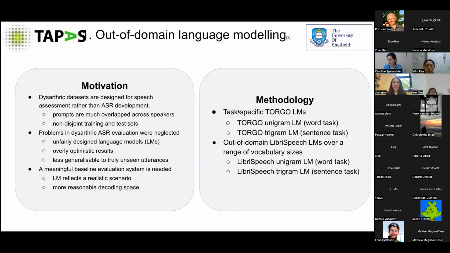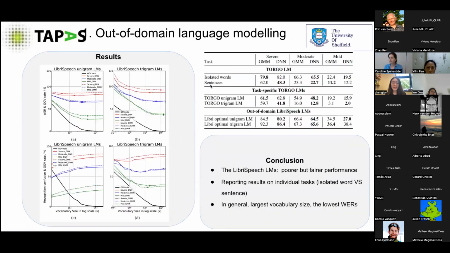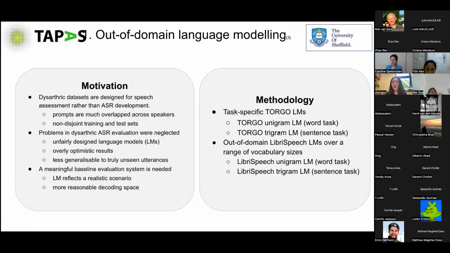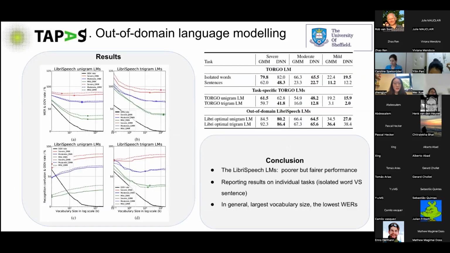So in this work, we evaluated the ASR system using the language model used in the previous TORGO-based studies. And we also tried different out-of-domain language models from LibriSpeech by changing the vocabulary sizes, and we built a unigram language model for the word task and a trigram language model for the sentence task.